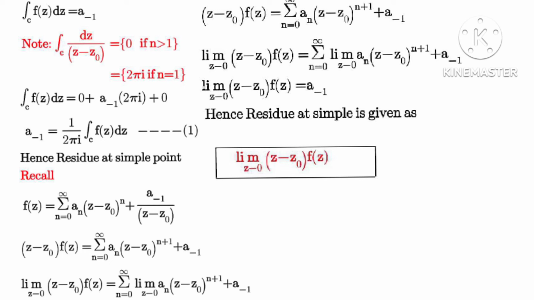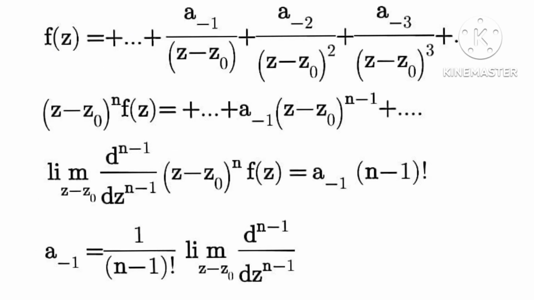So we also have residue at n poles. That is when n is greater than 1. So residue at simple poles simply means when you have n to be 1. But residue at other poles is when n is greater than 1. Do you understand? So we have it.